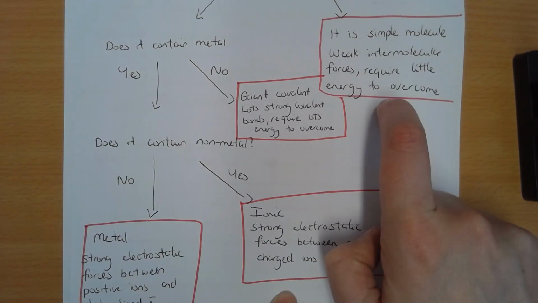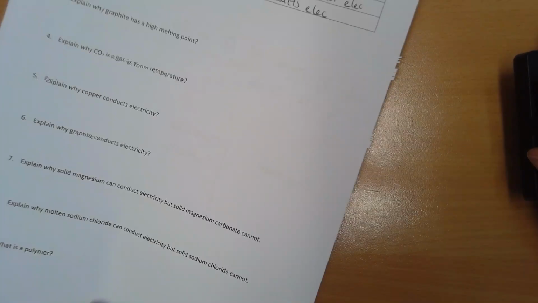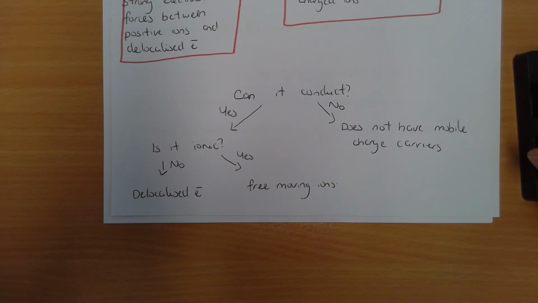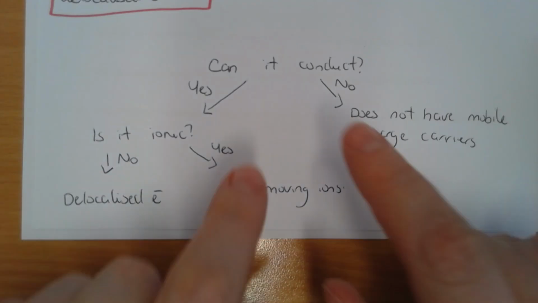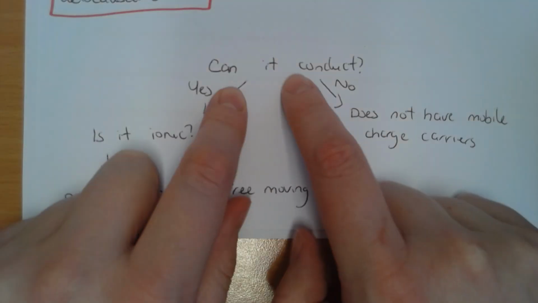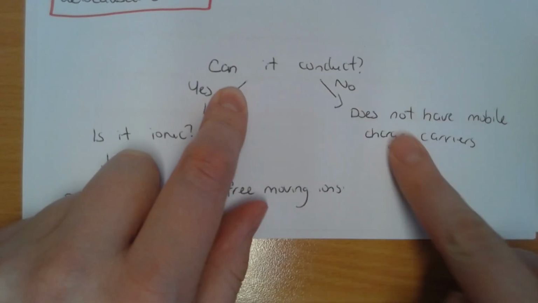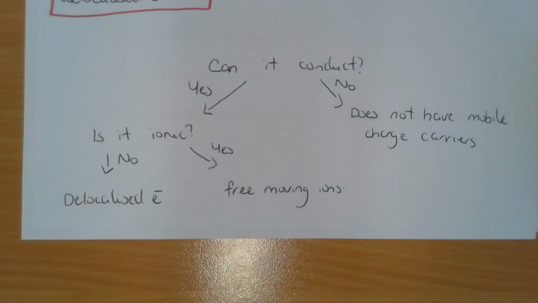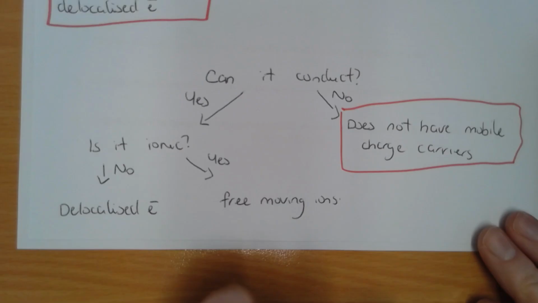Now, the next few questions are on electricity. Again, another little flowchart. This one's a little bit simpler. Can it conduct electricity? If the answer is no, then your answer is it does not have mobile charge carriers. That will always be your answer. So why does something not conduct electricity? You'll just say it does not have mobile charge carriers.